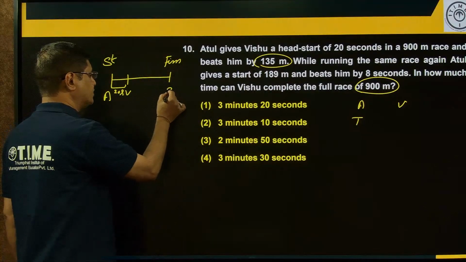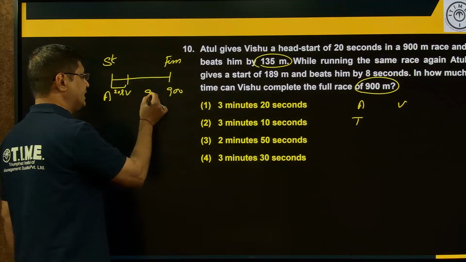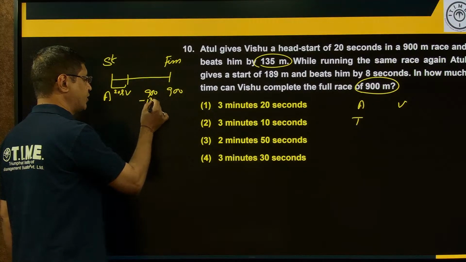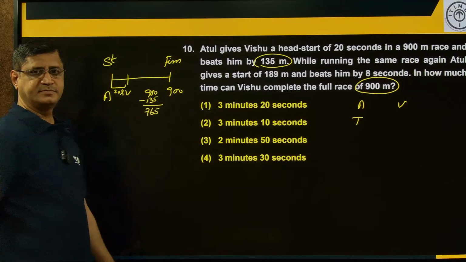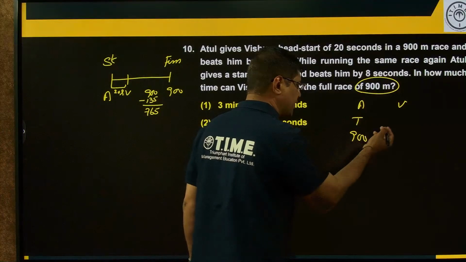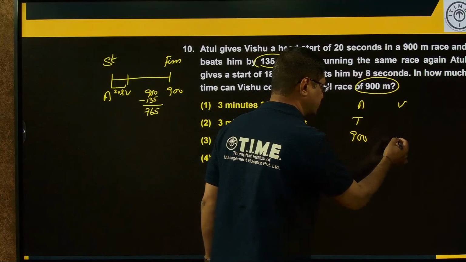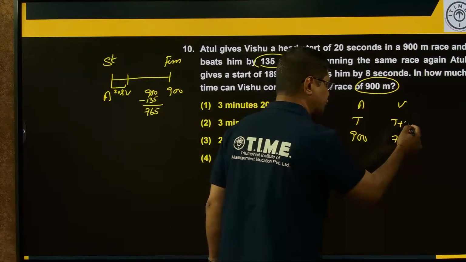When Atul covers 900, Vishnu covers 900 minus 135. So how much is it? 765. When Atul covers 900, Vishnu covers 765 in T plus 20 seconds.